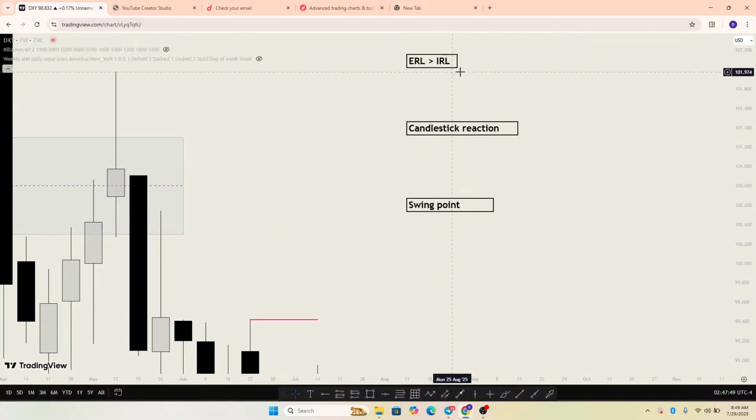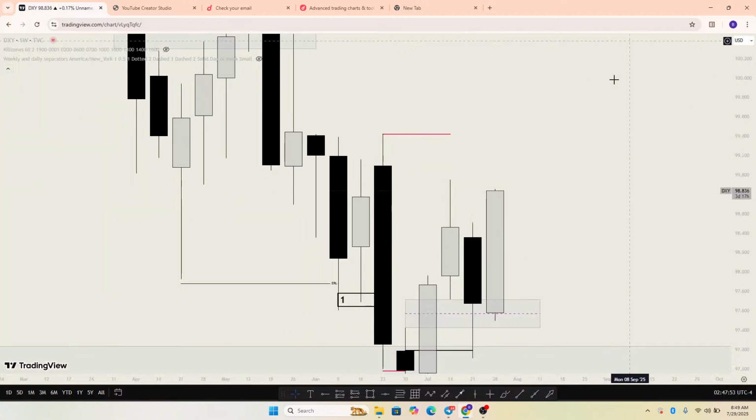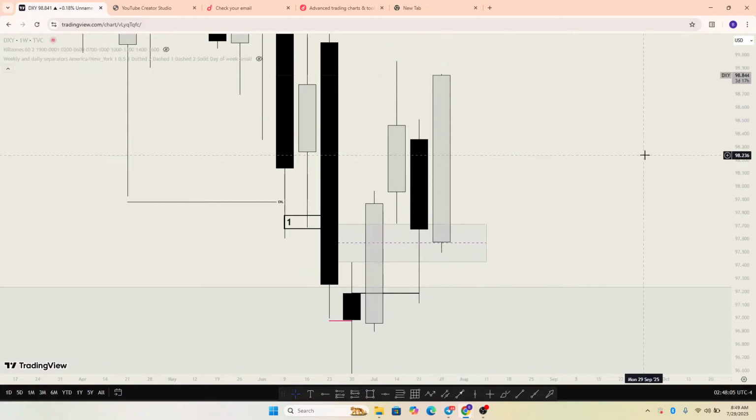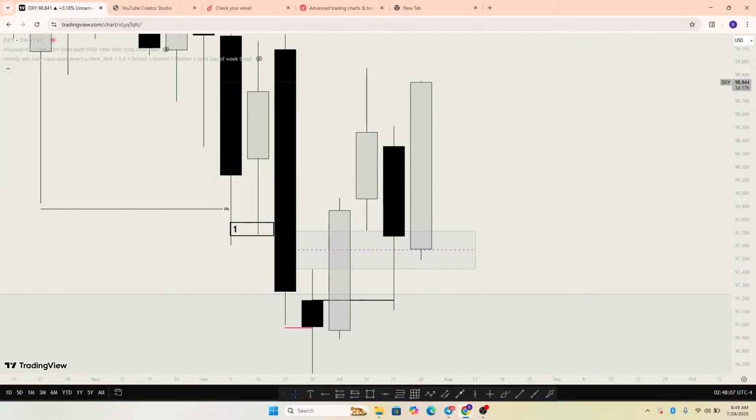And we are now at internal range liquidity. We look at candle reaction and we look at swing points. Now we are at internal range liquidity, which is the fair value gap here in the form of an imbalance, and we are looking at candle reaction. What do we see? The candle reacted. And then the next thing is the swing point. Where is the swing point?